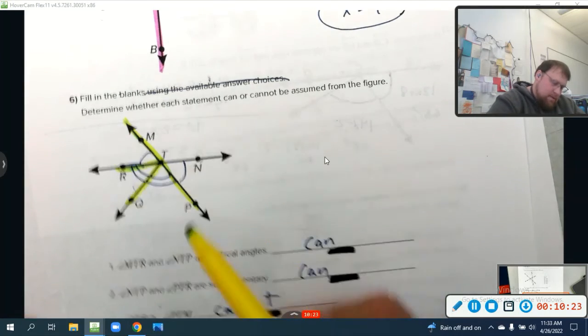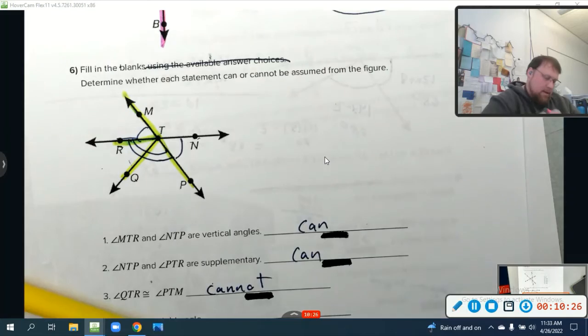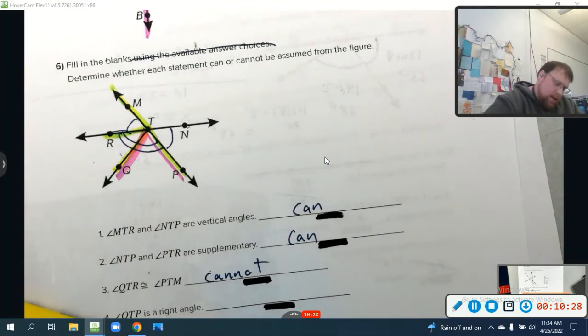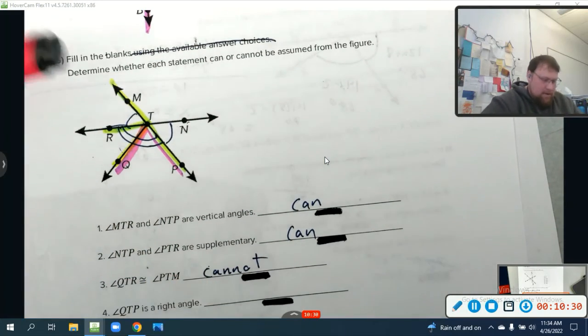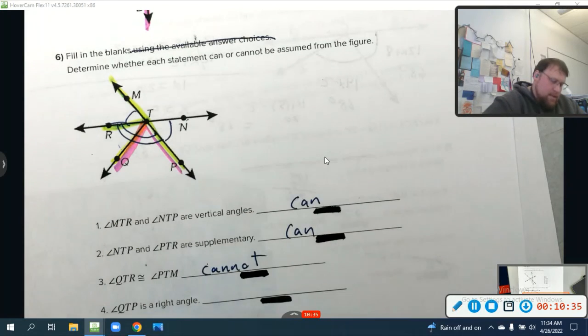Okay. So QTP is a right angle? No, it may look like one. I don't know. It kind of does. It doesn't really to me. But whether it looks like one or not, there's nothing to tell us that there's perpendicular lines happening. We can't assume it's a right angle. Cannot.